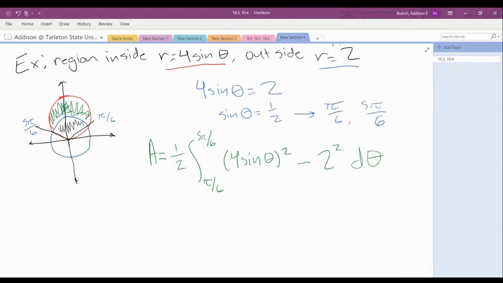You can just integrate like you normally would. I believe the answer, assuming I didn't have a math error, should be 2 square root of 3 plus 4 pi over 3 if you want to do that on your own time.